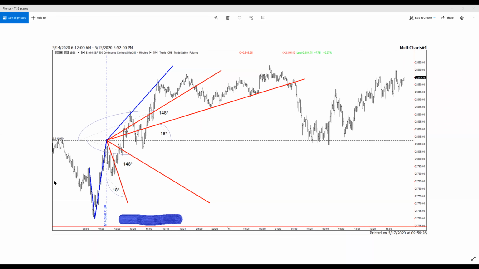Now, taking a look at our second technique, we're going to use two market swings for this particular technique. We're going to use the swing down between 9 a.m. and 10:28 in the morning here, and the swing back up to where this vertical line is. These two swings are going to generate price, time, and angles that we can plot on the chart.